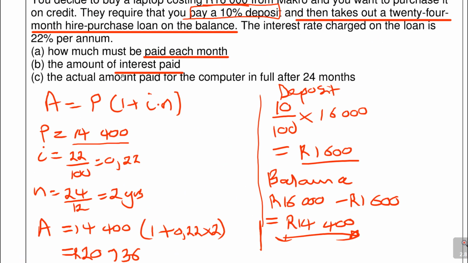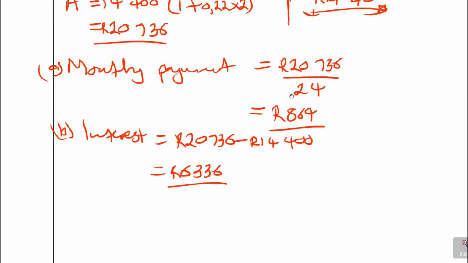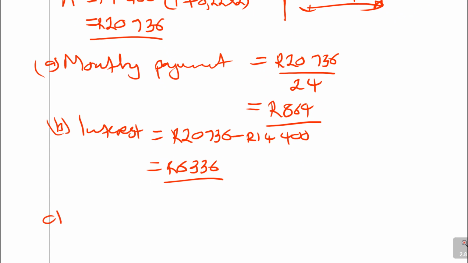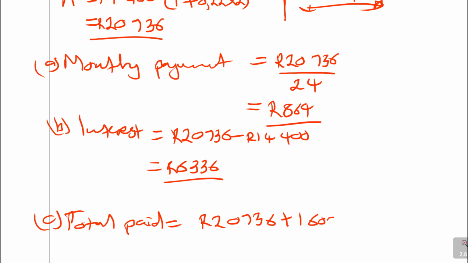Then the last one says the actual amount paid for the computer in full after 24 months. How much in total did this computer cost you? That's what they're saying. In total, the actual amount paid. Don't forget, from the loan, you paid what? Total paid is equal to, you paid 20,736. You agree with me? But you also paid a deposit of 1,600. Don't forget, your deposit is part of the whole thing because you pay that deposit and you're still purchasing the computer, you see? So you can't ignore that.